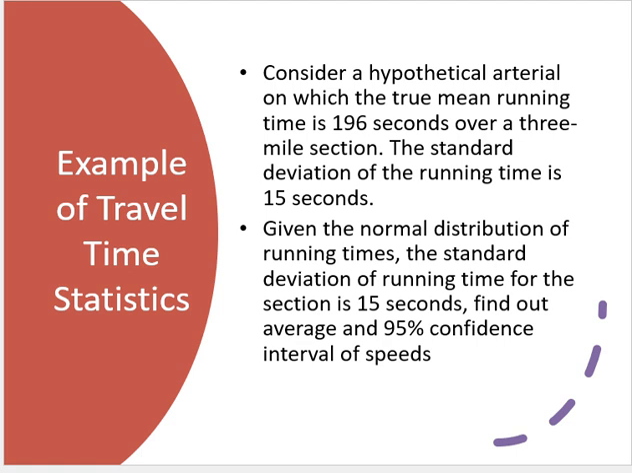Imagine a highway, and let me go and drive on it. So that particular highway has a mean running time of 196 seconds. The standard deviation of this data is 15 seconds.